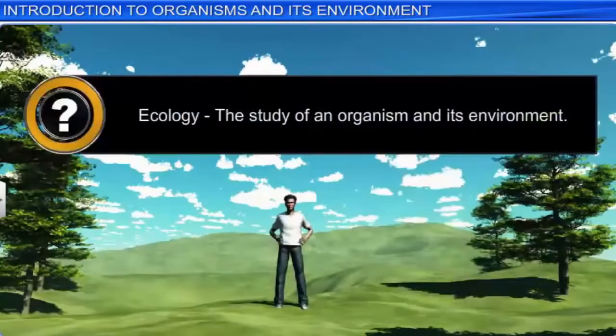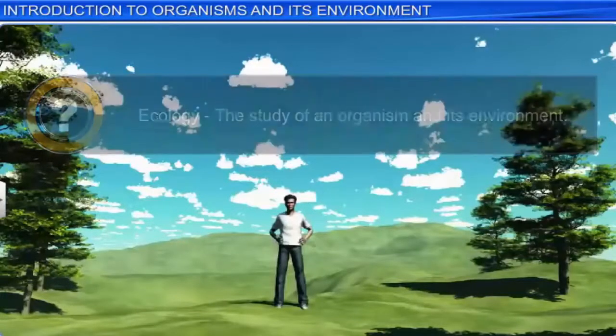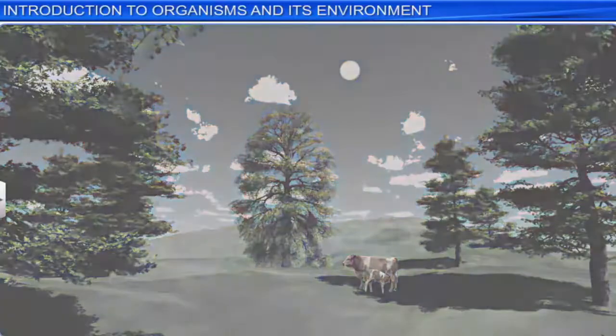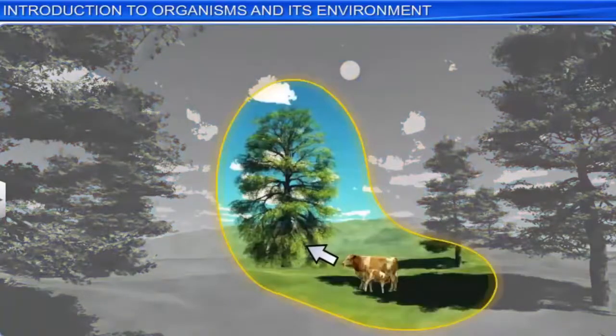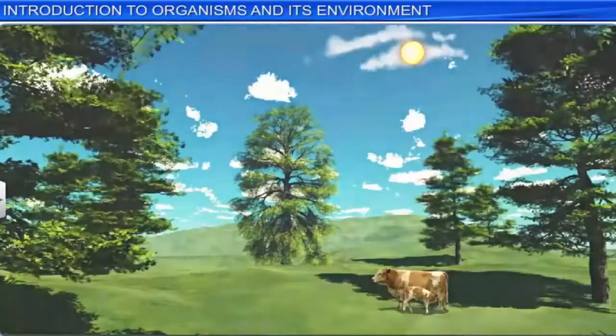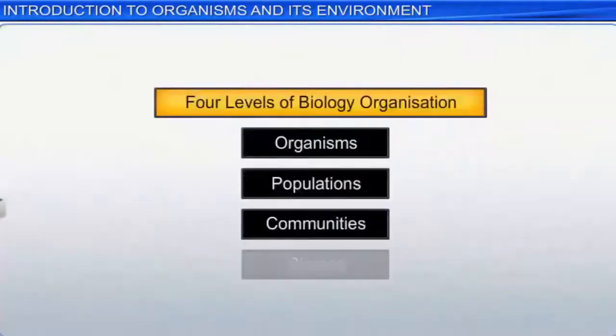Did you know that the study of an organism and its environment is the traditional definition of ecology? Although various ecologists define it differently, ecology invariably studies the interactions among organisms and between the organism and its abiotic environment. It is studied at 4 levels of biological organization.